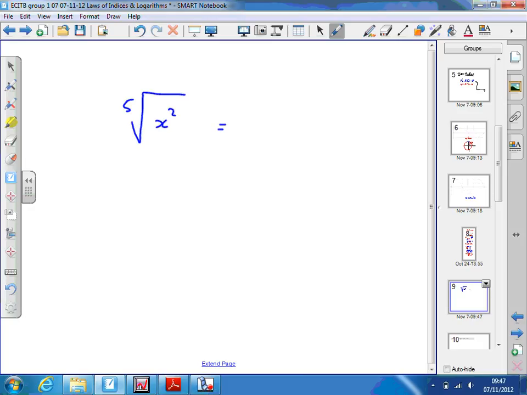What does the 5th root of x squared equal? Somebody on the back. X to the 2/5. Middle bench. Right, x to the 3 over 2, good. So in other words, if there is no number outside the root, that means the square root, so therefore the bottom number is a 2, okay? Middle at the front bench.